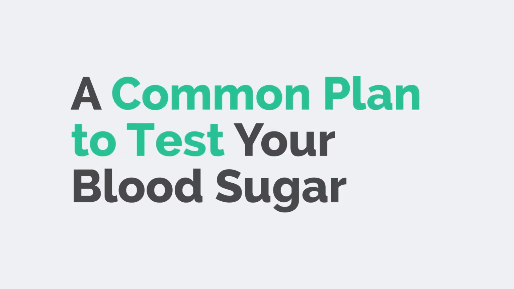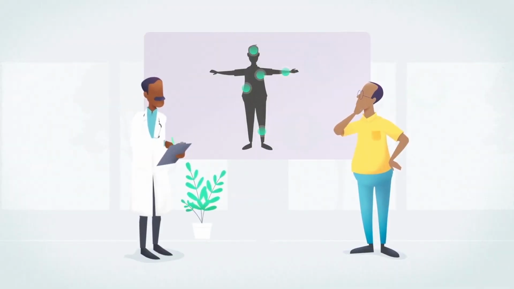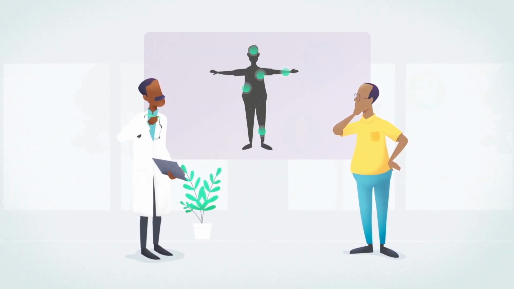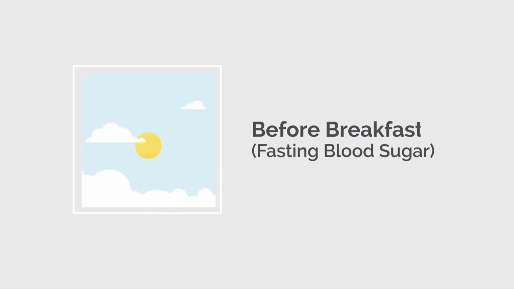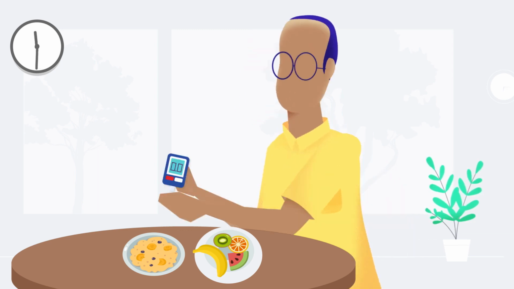A common plan to test your blood sugar. Your doctor will work with you to build a tailored schedule for testing your blood sugar. Here's an example of what this plan might look like. Before breakfast, or a fasting blood sugar.